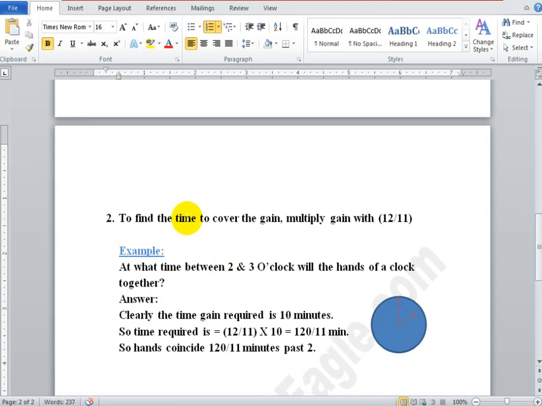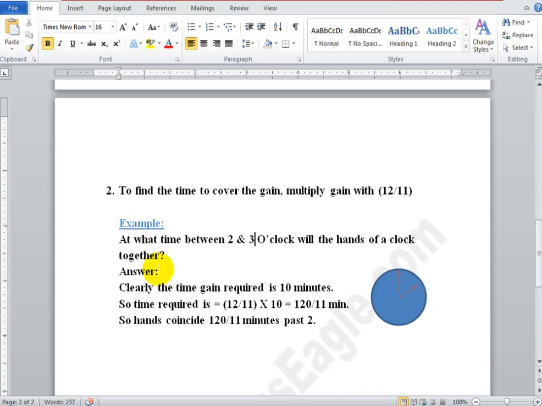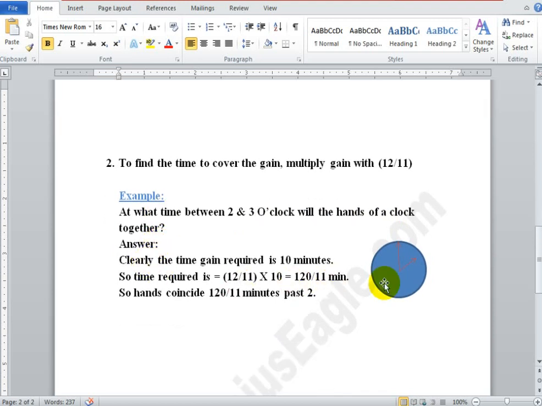To find the time to cover the gain, multiply the gain with 12 by 11. To better understand the concept, consider this example. At what time between 2 o'clock and 3 o'clock will the hands of a clock be together? Now answer is, first of all you should notice that in this case the minute gap or the gain required to coincide the two hands is 10 minutes. You can see here 10 minutes.